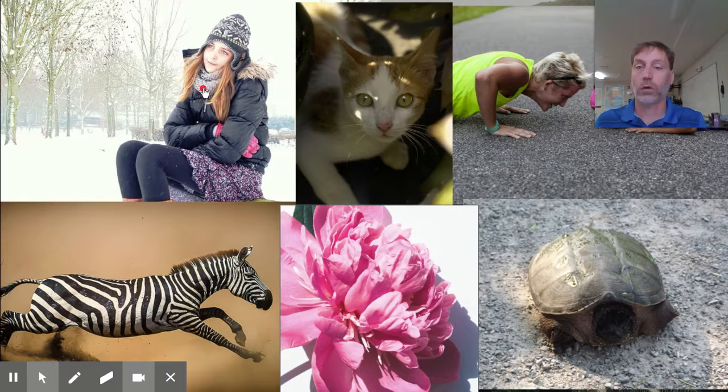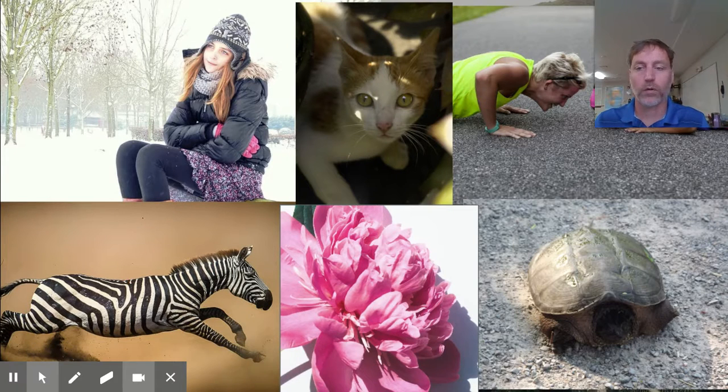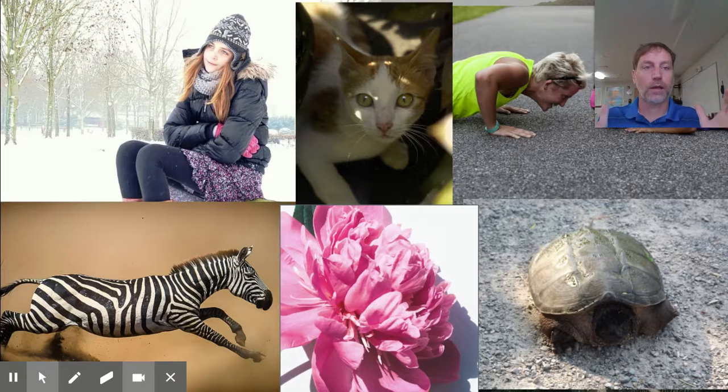We have this girl here in a jacket with gloves and a hat and a scarf, trying to keep from being cold. If not, her body would shiver, and that's a response to the environment. This zebra may be running away from a lion or a hyena, a predator that's coming after it. And then we have a flower. If you were to smell a flower, or a flower may open up in the daytime and close in the evening based on the amount of light, responding to its environment.